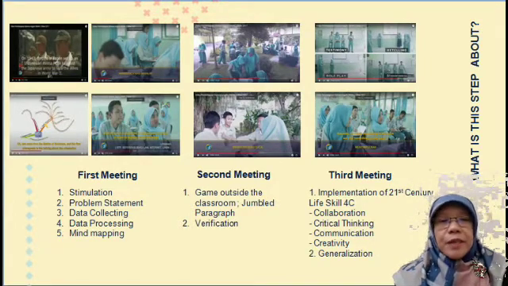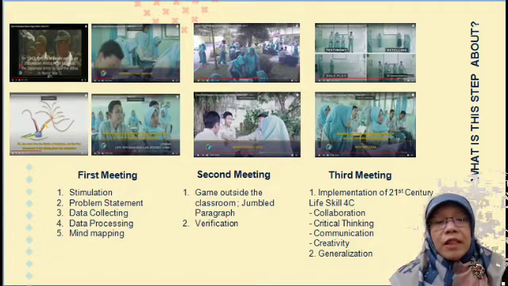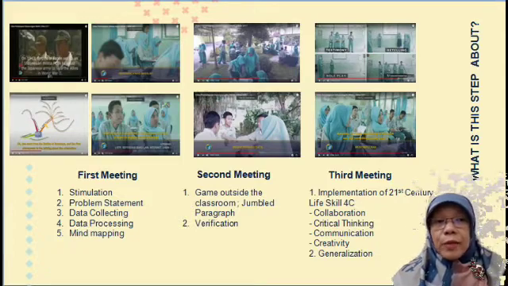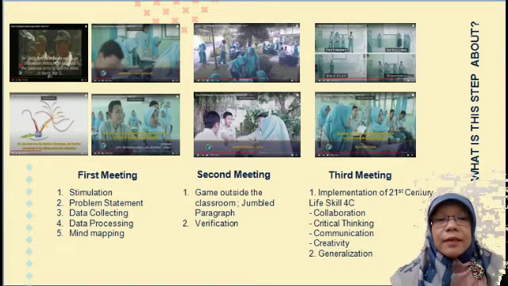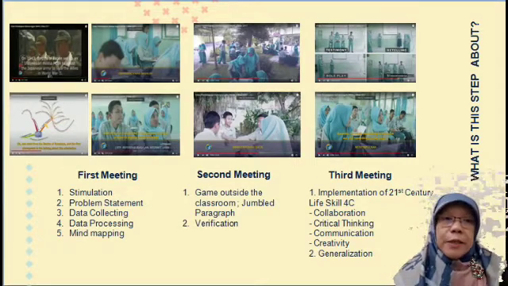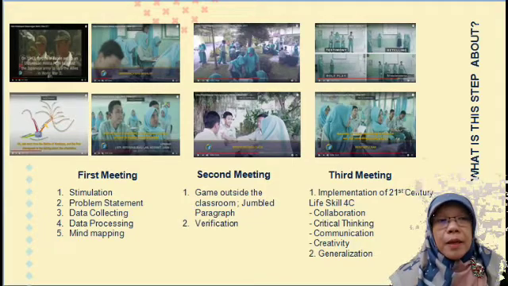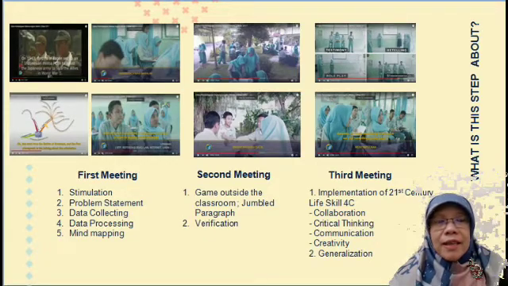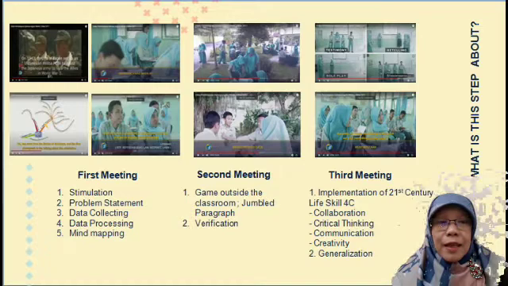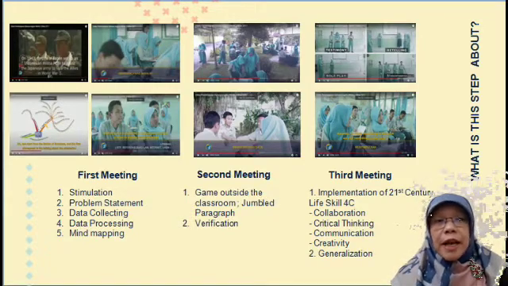And at the third meeting, it looked like the implementation of 21st century life skills, or we can say 4C, which consists of collaboration, critical thinking, communication, and creativity. Collaboration here is implemented when the students have to work together in a group discussion. And for critical thinking, they have been guided to ask questions using high order thinking skills, and they communicate their idea or their concept relating to the questions. And for their creativity, they can perform what they want.